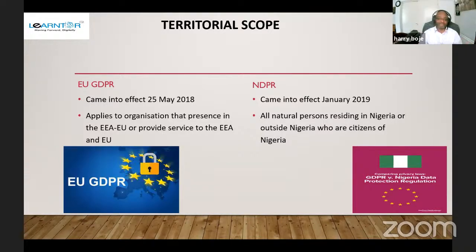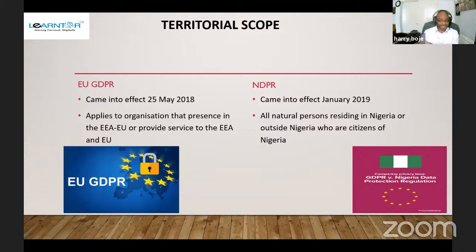The GDPR itself came into effect on the 25th of May 2018. It applies to all organizations that have a presence in the EEA countries. Either you have a presence in the EU, or you provide goods and services to the EU. For example, if you are in Nigeria and you have your company and you provide services to the EU, then you need to comply with the GDPR regulation.